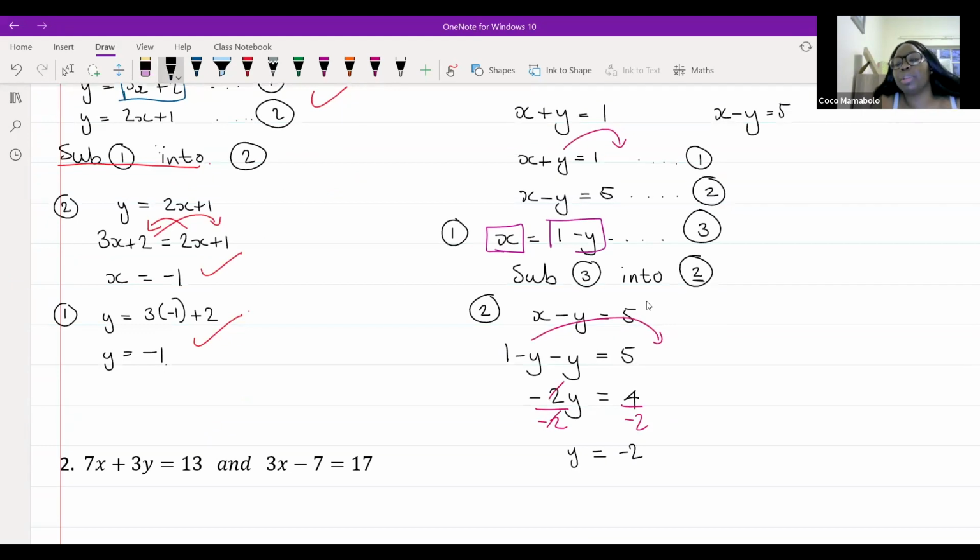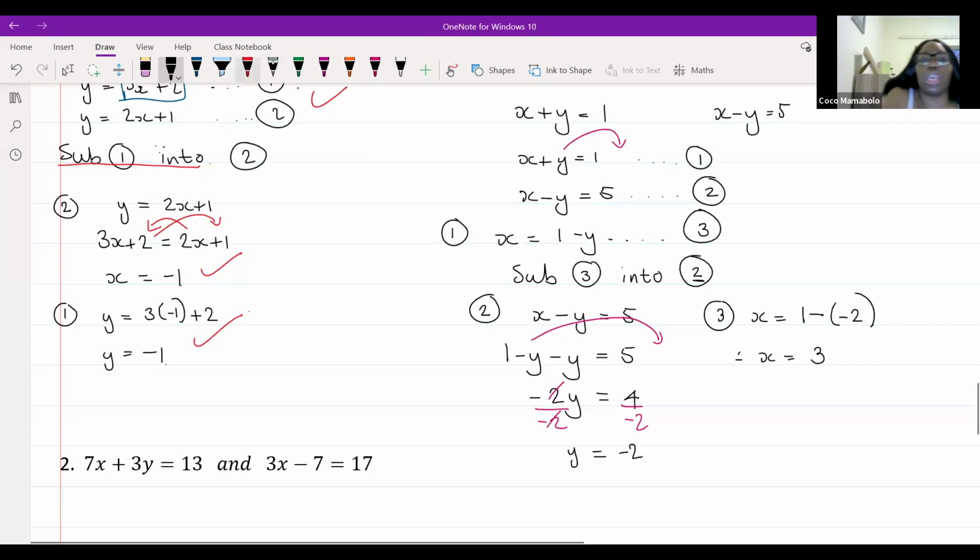I'm not done because I still need to find x. And I already know that I've tailored equation 3 to say x equals something. So I'm going to use equation 3. x is equal to 1 minus y. Now I've got y, I know that y is negative 2, so 1 minus negative 2. Therefore, x is equal to 1 plus 2, which is equal to 3. And there are my two answers. y is negative 2 and x is equal to 3.